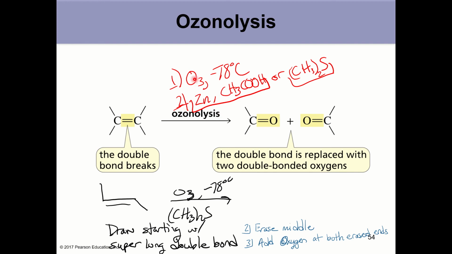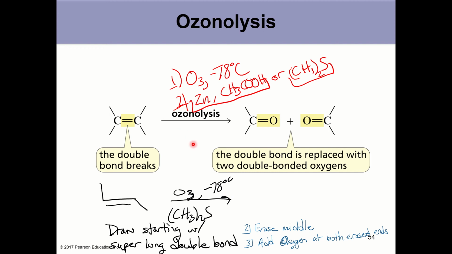Ozonolysis is using ozone as a reagent, O3, which is a naturally occurring allotrope of oxygen. And this reaction must be carried out at minus 78 degrees. So it's very exothermic, and we have to cool it to avoid explosions, basically. The second step of the reaction is a quenching process. So this requires either zinc and acetic acid or dimethyl sulfide as step two.